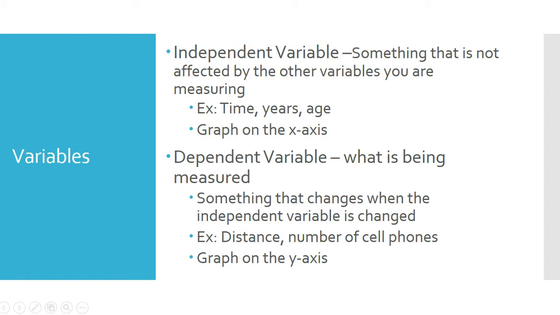The dependent variable is what's being measured. It depends on the independent variable, or we're seeing if it does depend on the independent variable. And that could be something like distance, depending on time. The number of cell phones could depend on someone's age. And we're going to put that on the y-axis. If at any point during this video you need to pause it to finish your notes, go ahead and do so.